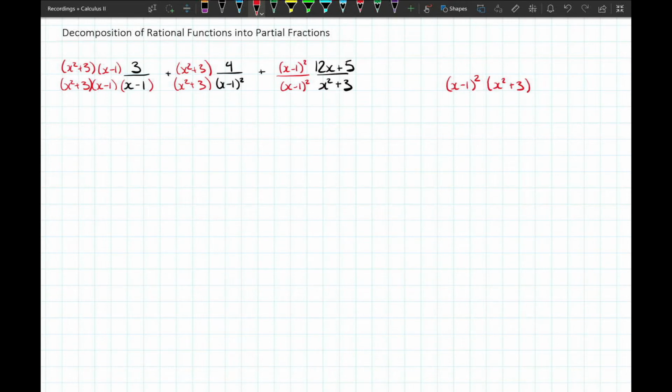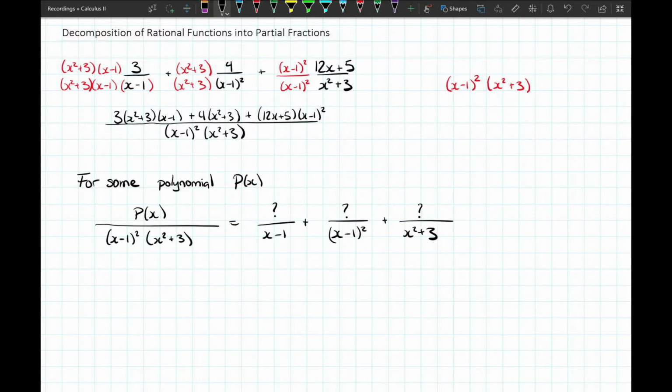Now that I have everything over a common denominator, I can write this as a single fraction. Now you'd be able to expand the numerator and collect like terms, but here's the basic idea anyways. We need to get that common denominator so that we can add up all of these small rational expressions into one. But now we're going to be taking a look at taking a rational function and decomposing it into partial fractions, which is exactly the opposite.